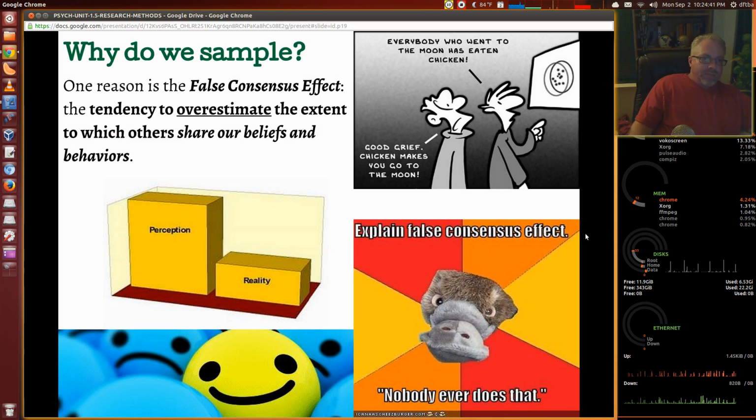So why do we sample? One reason is the false consensus effect, and that's the tendency to overestimate the extent to which others share your beliefs. This is exactly right on the money around presidential election time.